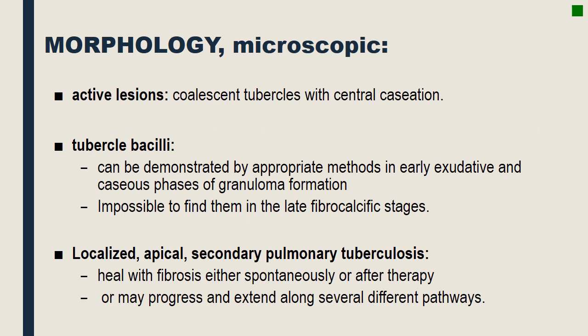Histologically, the active lesions show characteristic coalescent tubercles with central caseation. The tubercle bacilli can be demonstrated by appropriate methods in early exudative and caseous phases of granuloma formation. However, it's usually impossible to find them in the late fibrocalcific stages. Localized apical secondary pulmonary tuberculosis may heal with fibrosis, either spontaneously or after therapy. Otherwise, the disease may progress and extend along several different pathways.